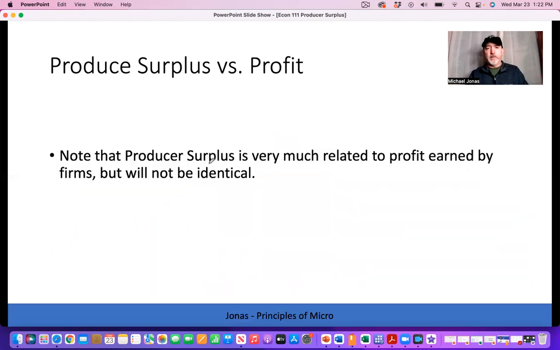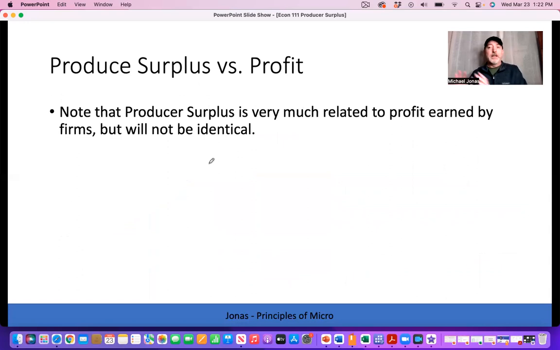And while we're bringing up that topic of profit maximization, it's real easy to kind of think of producer surplus as synonymous with profit, right? They're definitely related, but we want to make sure we keep those as separate ideas, right?